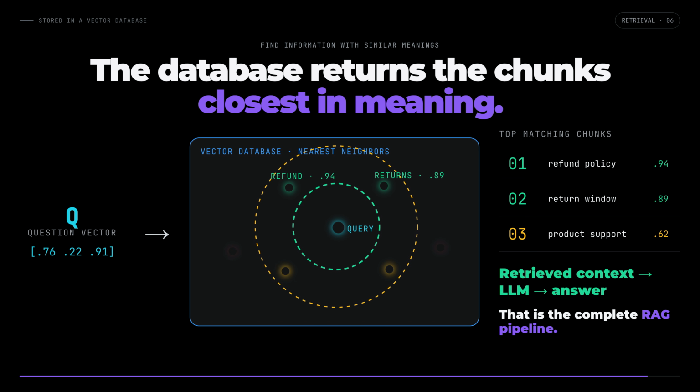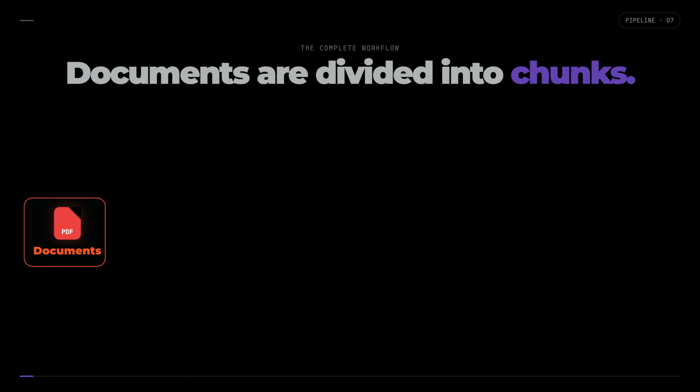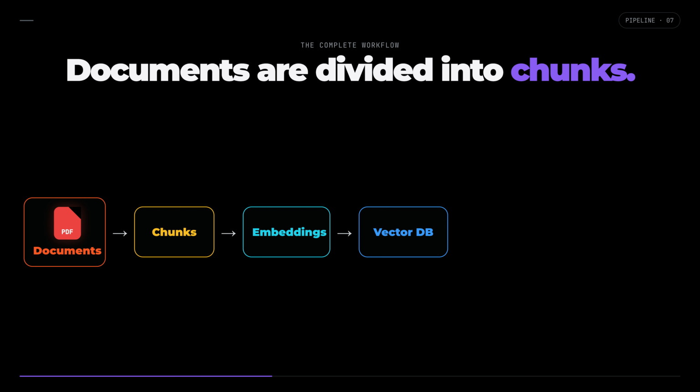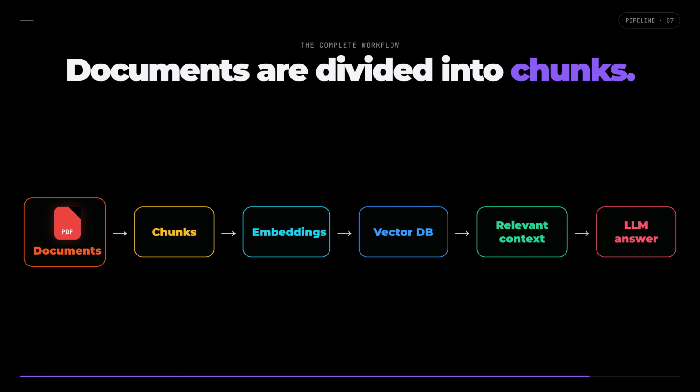That is the complete RAG pipeline. Documents are divided into chunks. The chunks are converted into embeddings. The embeddings are stored in a vector database. The user's question is also converted into an embedding. The database retrieves the most relevant chunks. The language model uses those chunks to generate an answer.